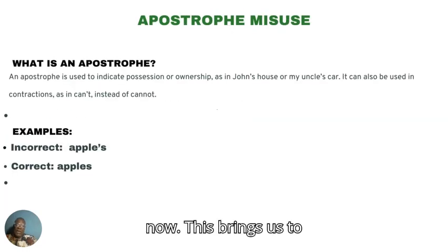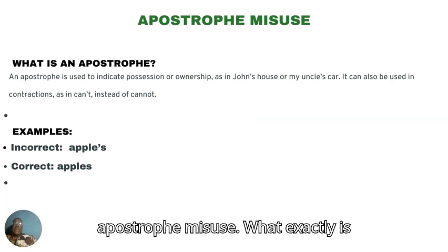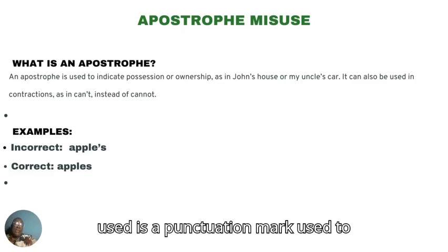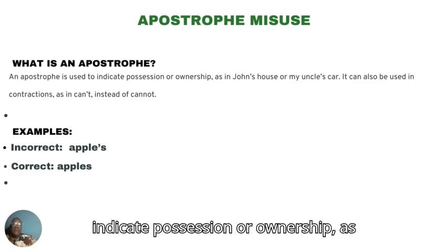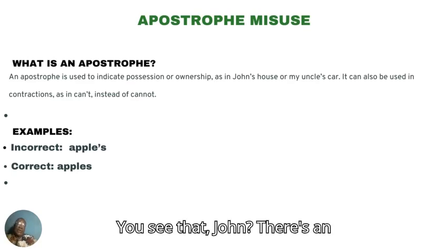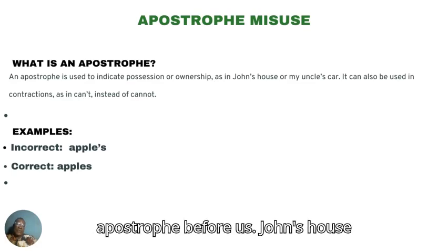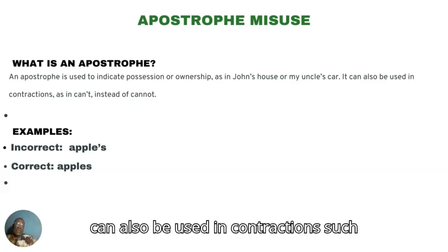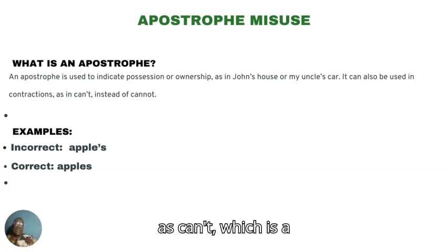Okay. Now, this brings us to apostrophe misuse. What exactly is an apostrophe? An apostrophe is a punctuation mark used to indicate possession or ownership, as you have in John's house. You see that John, there's an apostrophe before S, John's house, or my uncle's car, uncle apostrophe before S. Now, this apostrophe can also be used in contractions such as can't, which is a contraction of cannot.